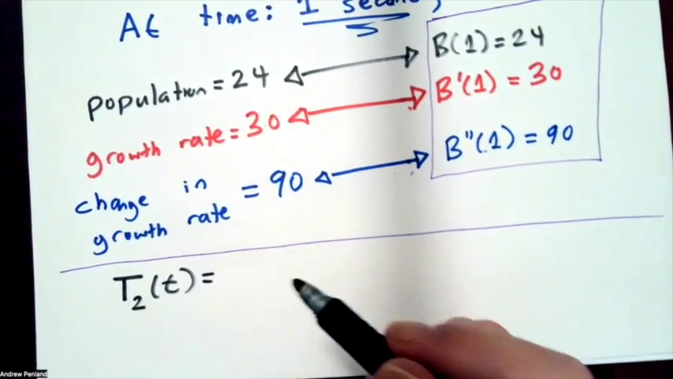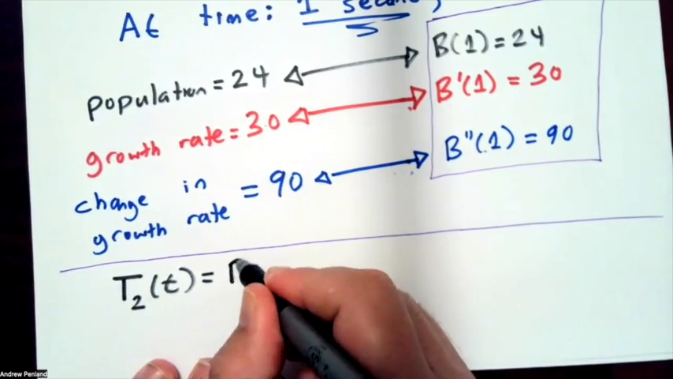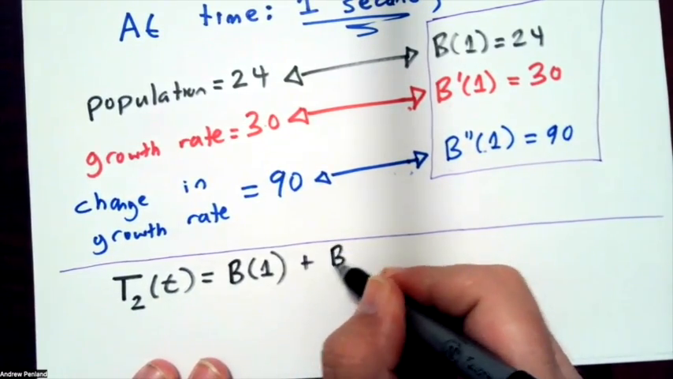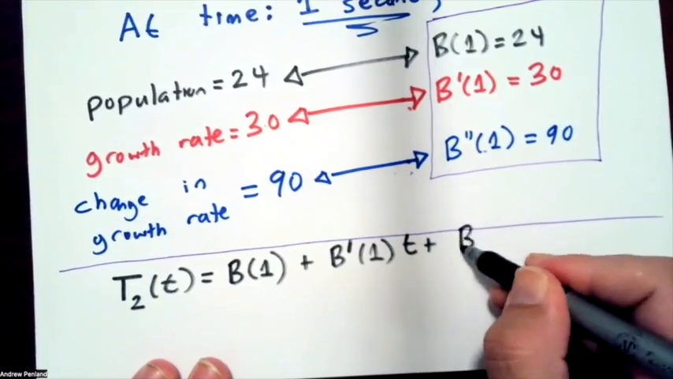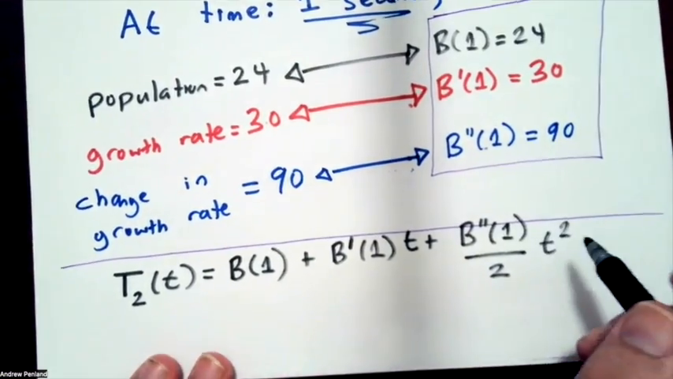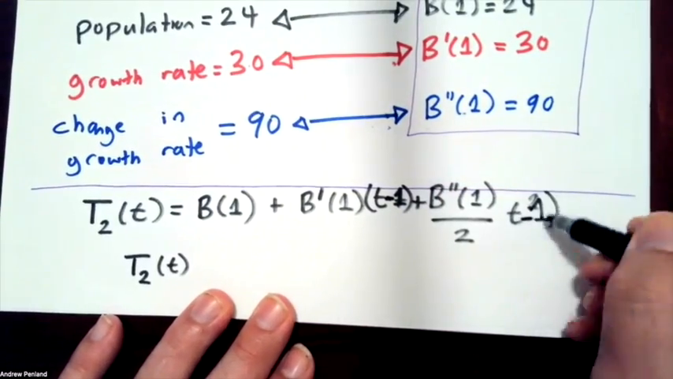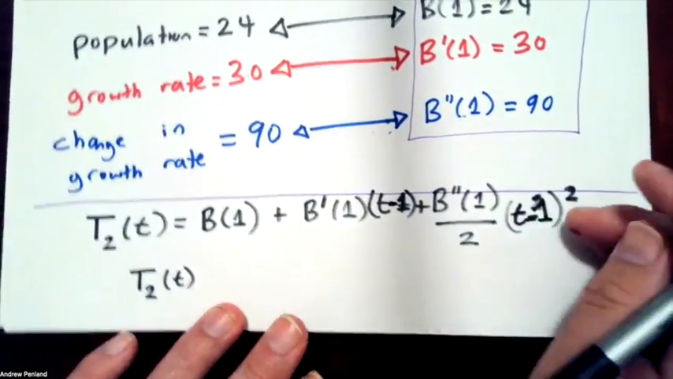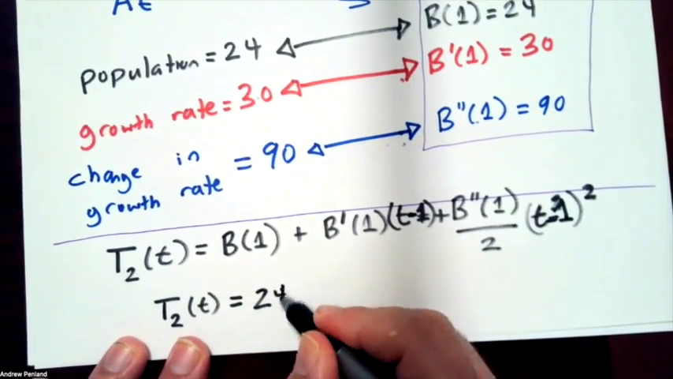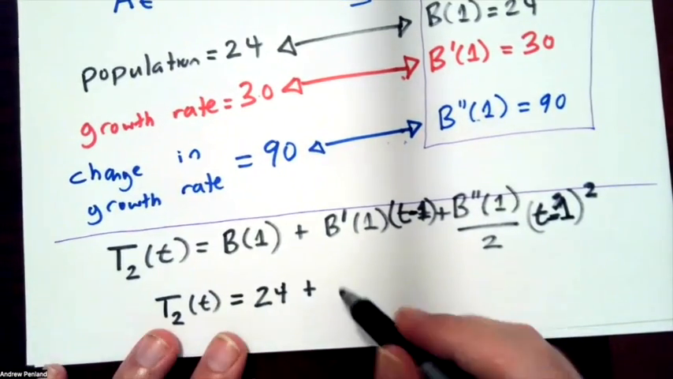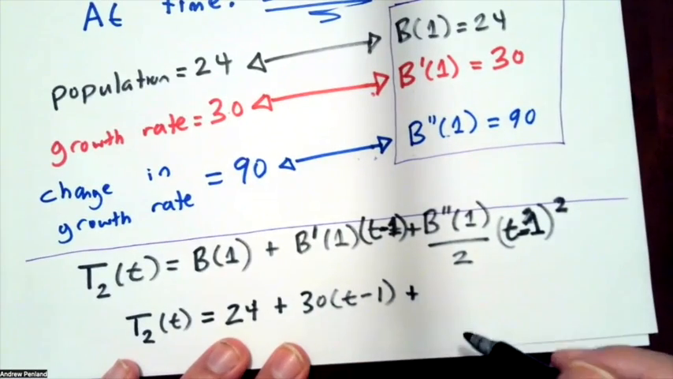Now we take our formula for a Taylor polynomial and we plug in this information, and we will get that b of t, the approximation T sub 2 of t, is equal to 24 plus 30 times t minus 1 plus 90 over 2 times t minus 1 quantity squared.